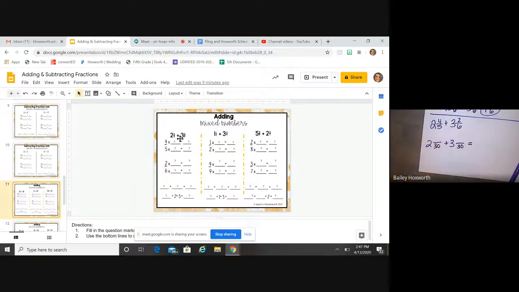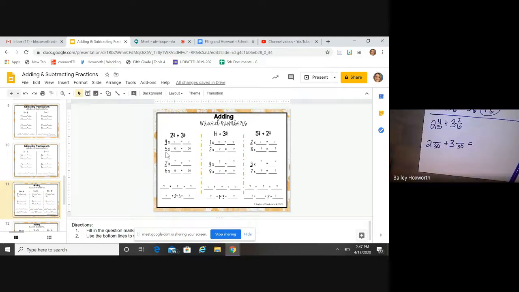So let's go ahead and start plugging these numbers in. I know my denominators, 5 and 6, are going to become 30. I need to figure out how many times I multiplied 5 to get to 30. I multiplied it 6 times. And how many times did you multiply 6 to get to 30? 5 times. And now I need to do whatever I did to the bottom to the top.